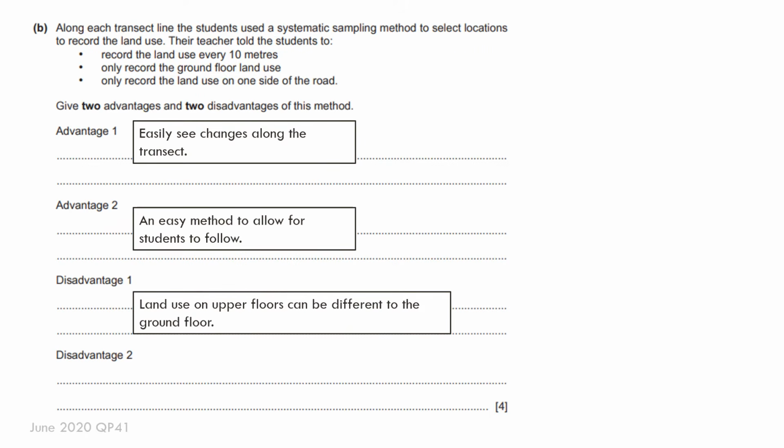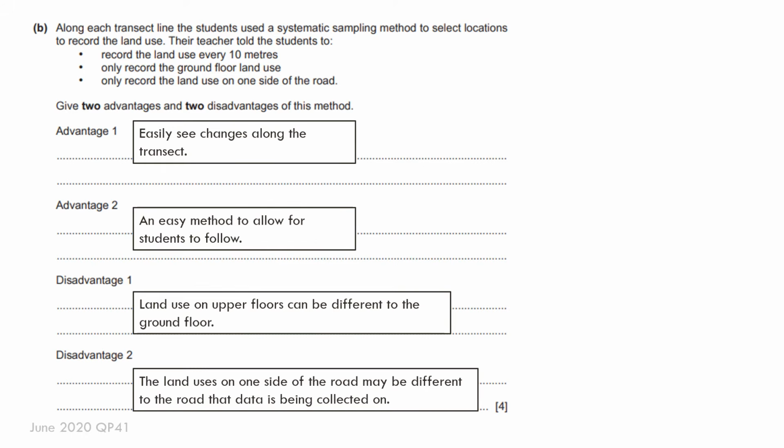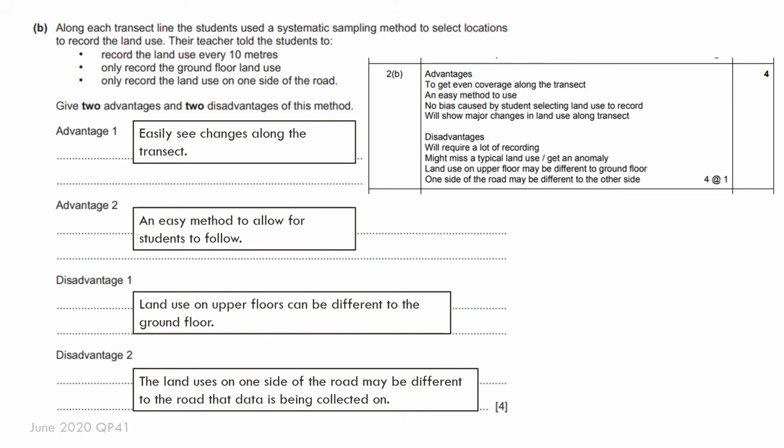But the problem is that if you're only doing ground floor, land use on upper floors could be different. And as well, land uses on one side of the street may be different to the other. So that's also something to consider. If you're only focusing on one side, you might miss another key use that actually dominates the land use in that particular area.